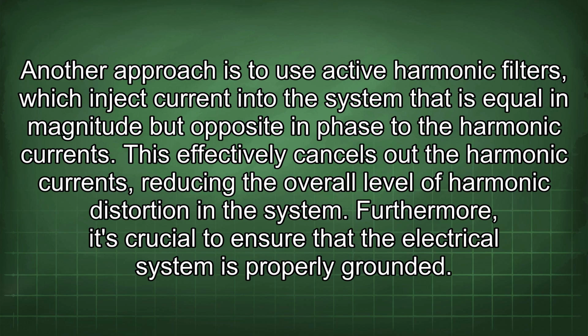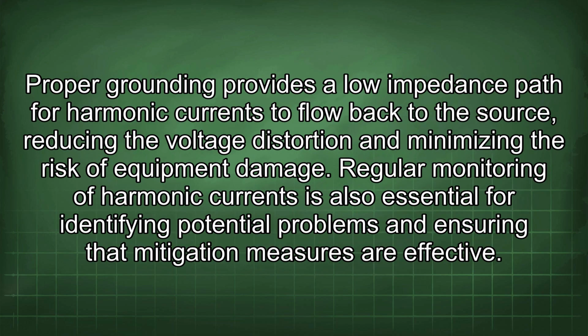Furthermore, it's crucial to ensure that the electrical system is properly grounded. Proper grounding provides a lower impedance path for harmonic currents to flow back to the source, reducing the voltage distortion and minimizing the risk of equipment damage.